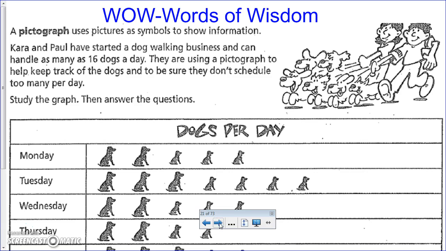A pictograph uses pictures as symbols to show information. Kara and Paul have started a dog walking business and can handle as many as 16 dogs a day. They are using a pictograph to help keep track of the dogs and be sure they don't schedule too many per day. Study the graph, then answer the questions.